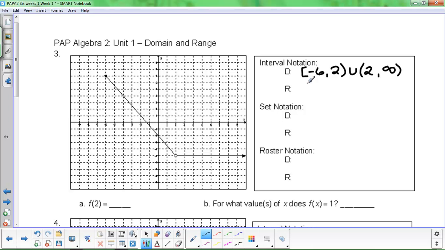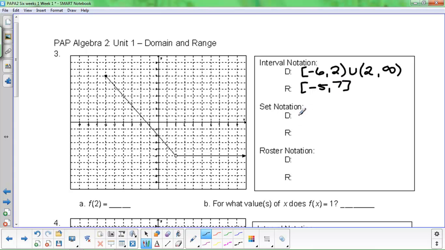Now the range contains no break because this line covers up the hole there, because all of these values are represented in the range, although that open circle is there as well. A way of looking at that is by saying that the points on the horizontal line next to the hole cover up the hole.